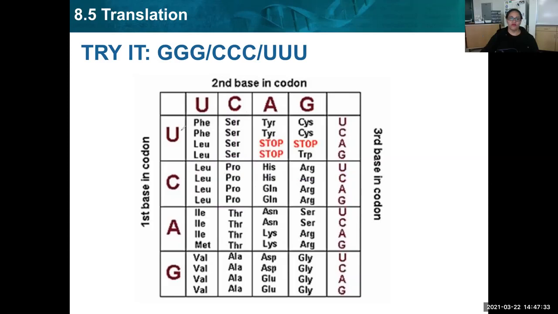And then U, U, U. There's U and U. You got your first box where they meet up right here. You got 2 choices in here, so you got to look at your third base, which is, there's the U. Points to the top one in your box, which is PHE. Stands for phenylalanine.